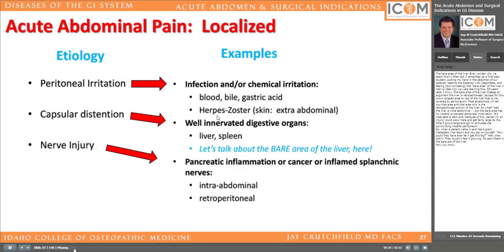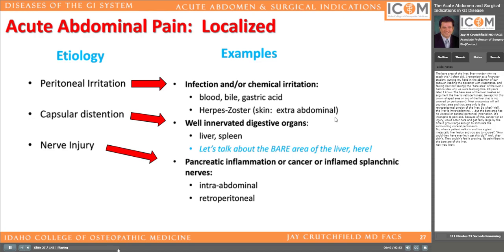Herpes zoster is a skin infection. It's extra-abdominal. I list herpes zoster here because it can present without a rash in the precursor state, and the patient can present with abdominal pain, and it seems like he's masquerading as someone who has peritonitis, but he doesn't.